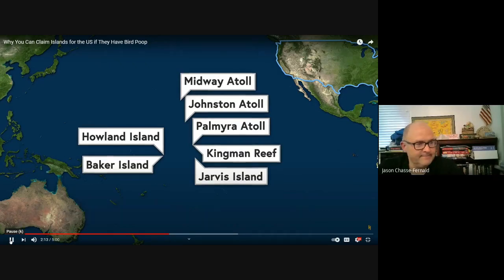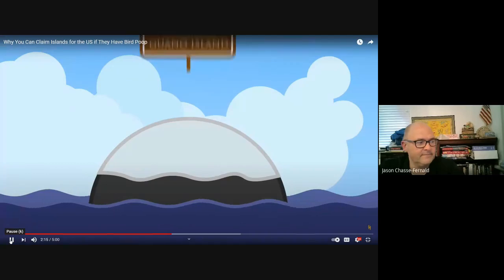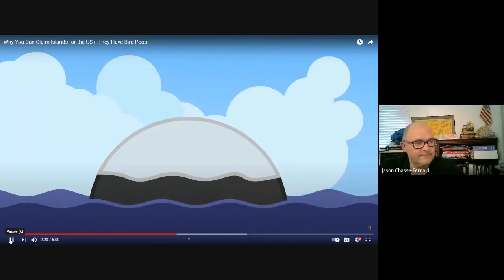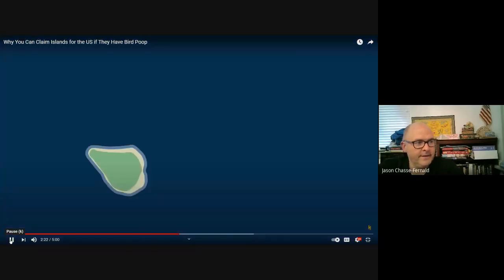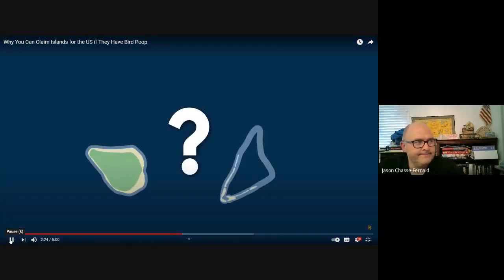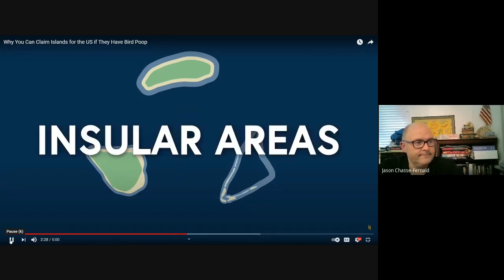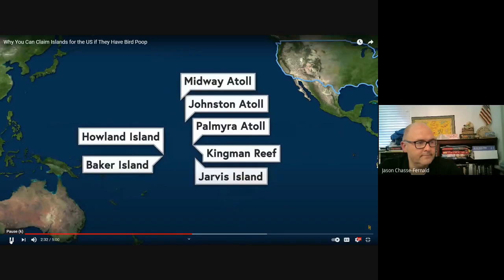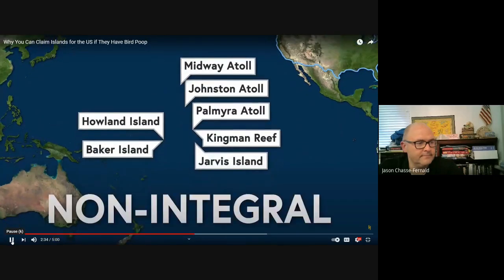Away from the mainland. It didn't make sense to add them as states. Most had no permanent population. It didn't even make sense to add them as territories. The U.S. had to come up with an entirely new classification of land just for these Guano Islands, the insular areas. Any insular area of the United States was considered officially by the federal government a non-integral part.